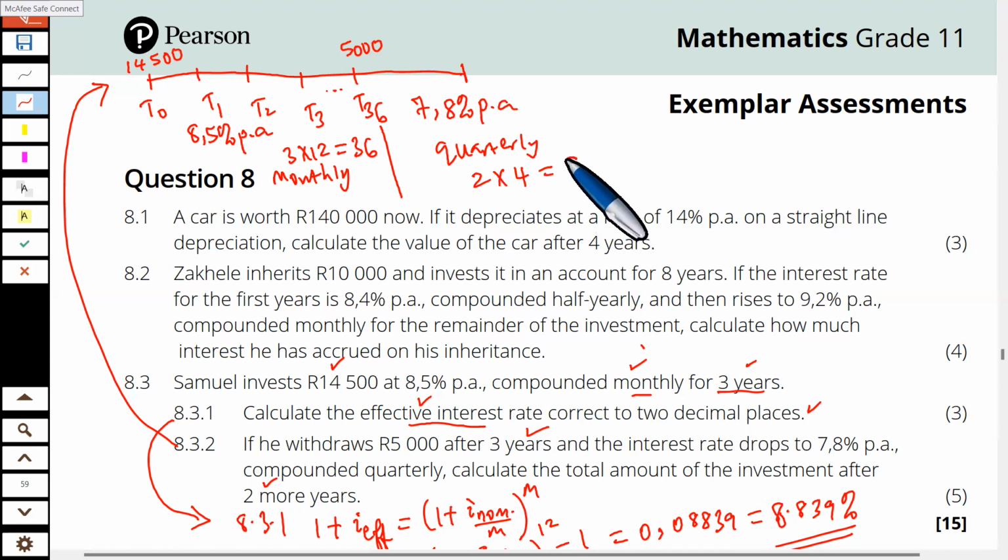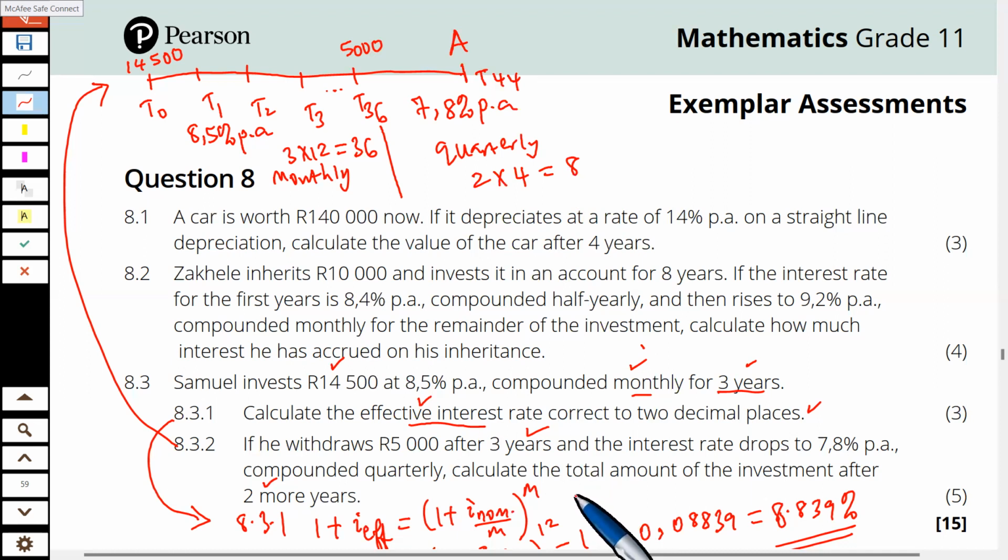So that's going to give you 8 quarters in the 2 years. Obviously now, if we're dealing with quarters, we have 8 of them. So if you add 8 to T36, what do you get? You get 44. So T44. This timeline helps you to get things right and to avoid confusion. So we want to calculate the total amount of the investment after 2 years, so we want to know an amount A.